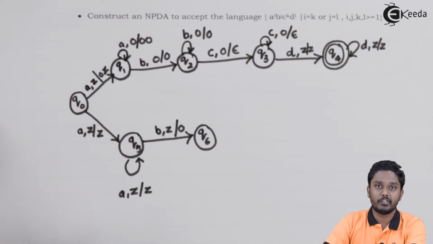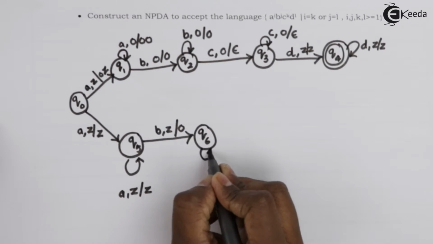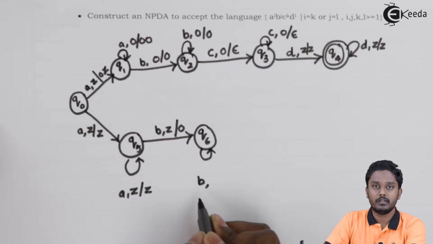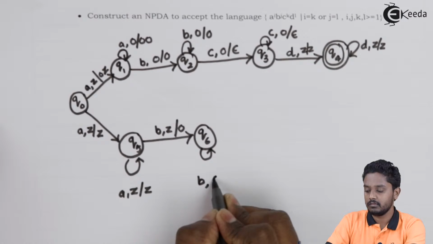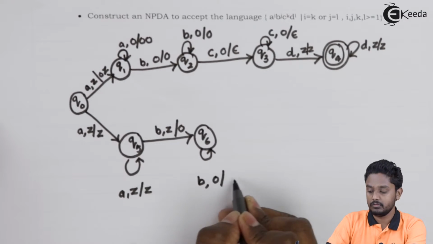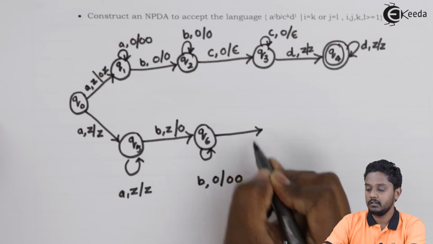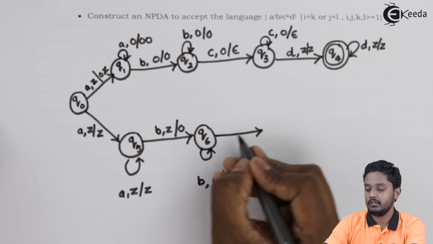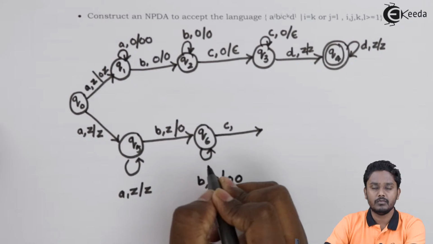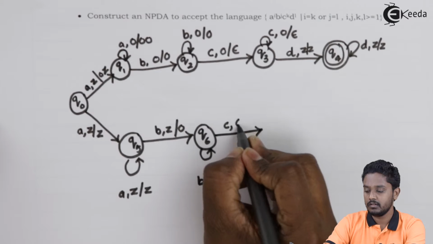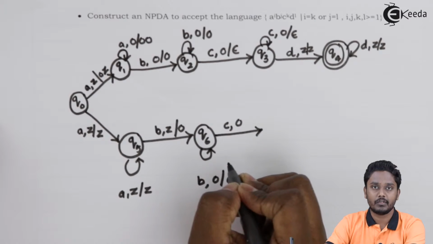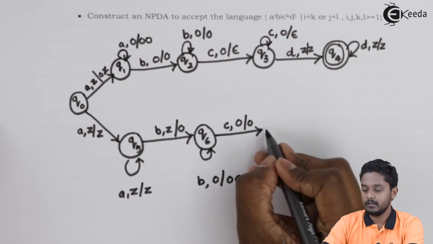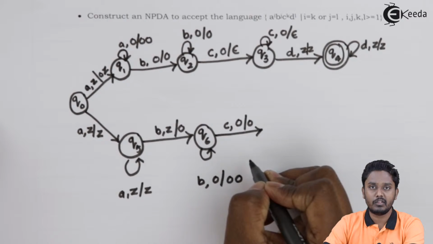Let us say Q6 is the state we are using. With every B, 0 as the top of the stack, push one more 0. Now we will encounter C, which we can skip. C with 0 as the top of the stack. Keep the 0 as it is. Now we can skip all the C's which are coming up.